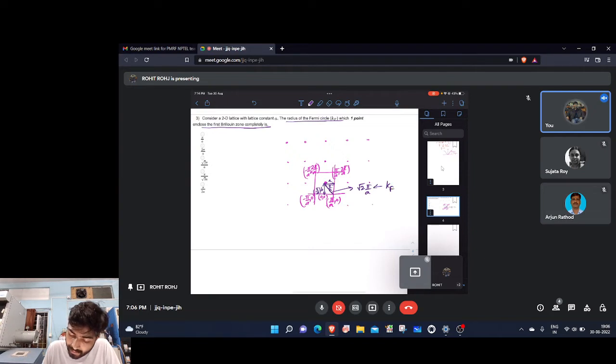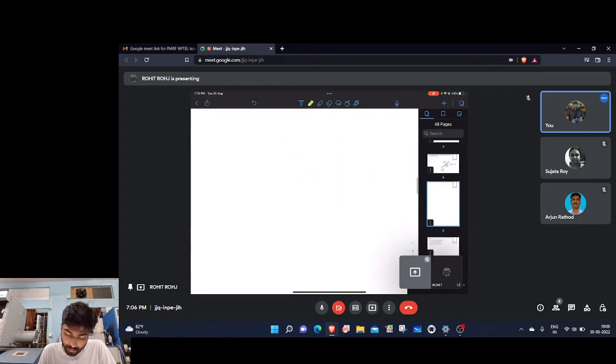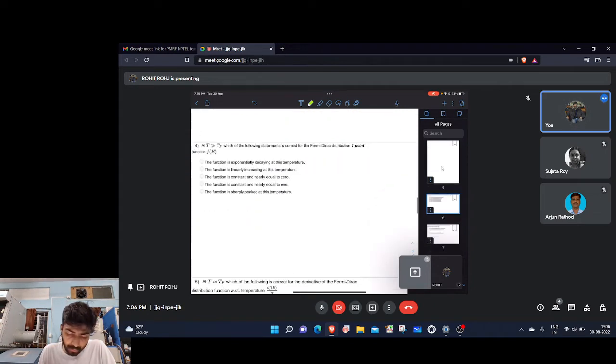because if you take this distance as the radius and this as the center and draw a circle which encloses the first Brillouin zone completely, that radius has to be equal to kf equal to root 2 times pi by A. So the correct answer would be root 2 times pi by A. Let's go to the next one.